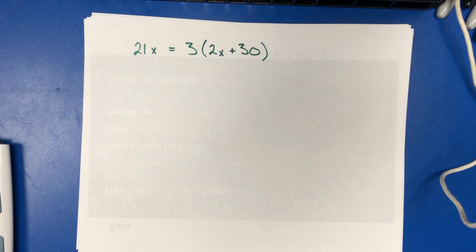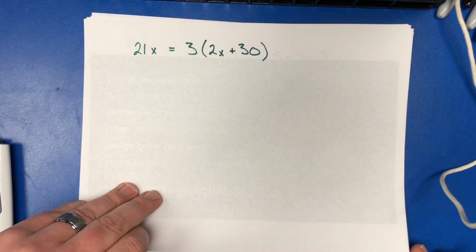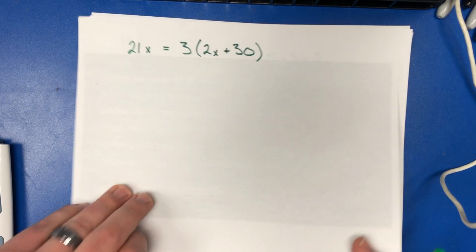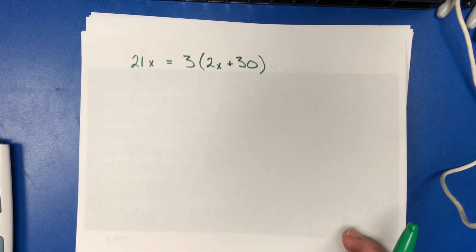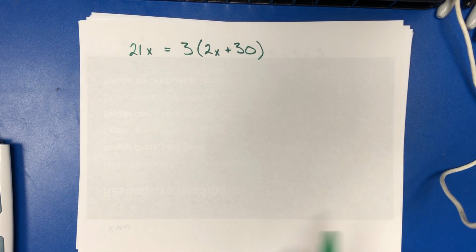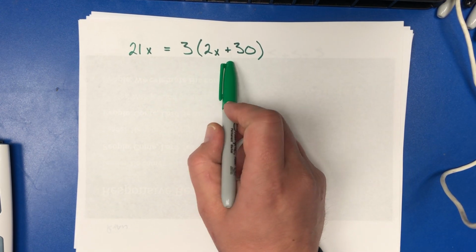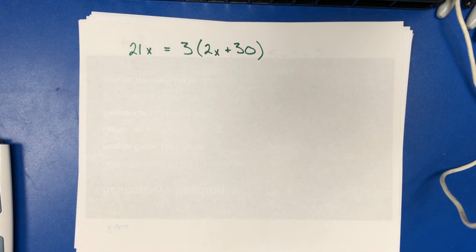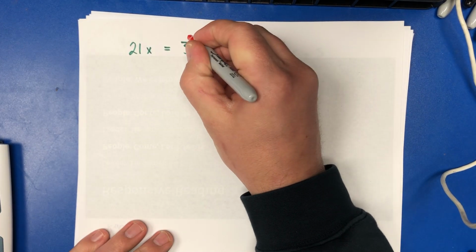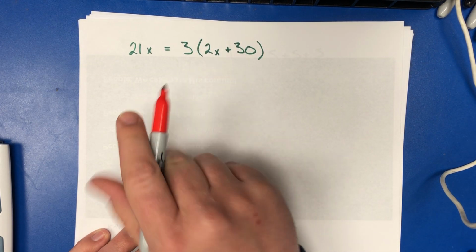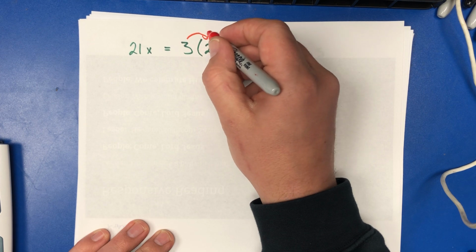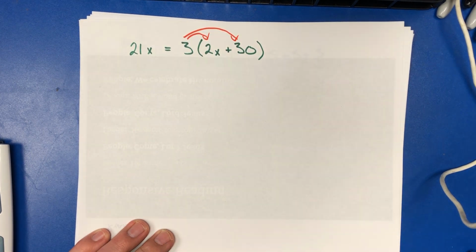So again, a couple sheets back, what I want to do is get my x's on the same side. But I can't really do that because I've got these grouping symbols in the way that say I'm supposed to do what's in the parentheses first. There's a way around that. It's the distributive property. The distributive property says that if I'm multiplying something by a sum or a difference, I can distribute that multiplication to both pieces that are in the parentheses.